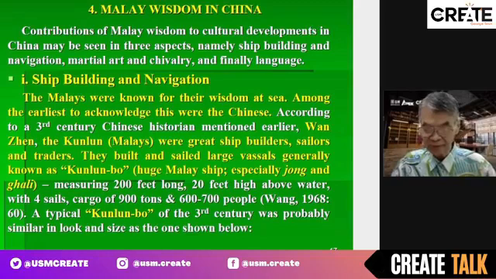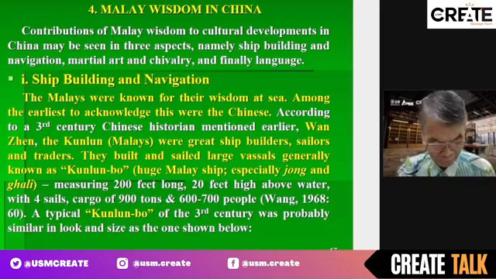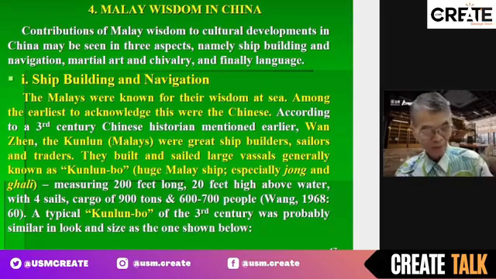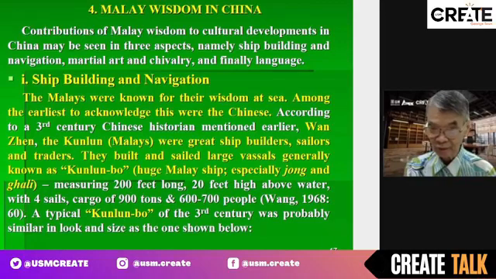They were shipbuilders, sailors, as well as traders. We are talking about maritime trade, of course. They built and sailed large vessels, generally known as Kunlun Bo. Earlier on, we have the language. Now you have the ship, Kunlun Bo, meaning huge Malay ship, and especially Jong, J-O-N-G, and Gali. She didn't mention Gali, but the word Jong was there.